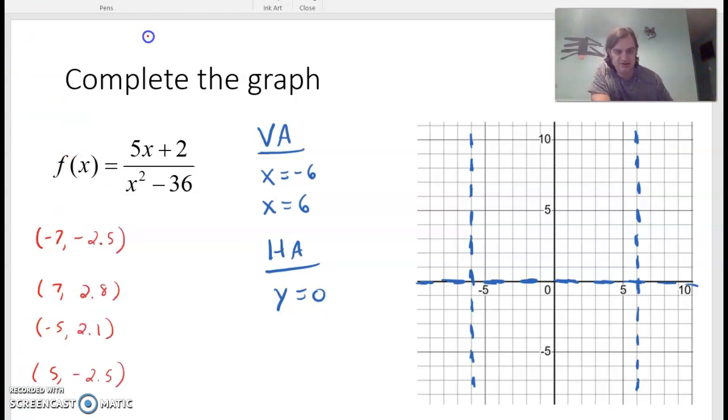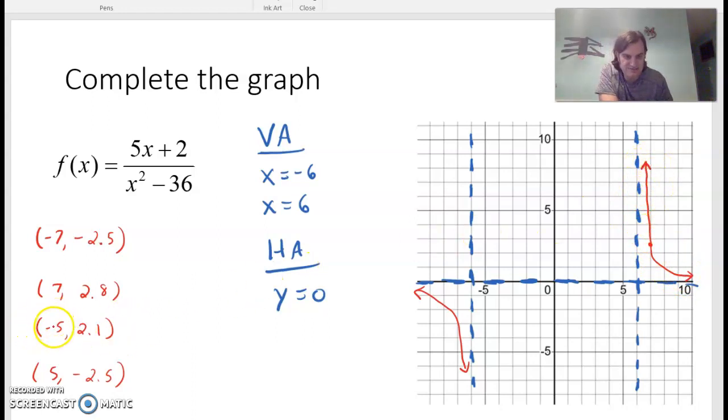Okay, so going with the points that I found here, at -7 I found that to be about -2.5. So that would put me somewhere down here, which leads me to believe my graph is going to be on the bottom side. At +7 I got 2.8, which is about up here, which leads me to believe my graph will be on the top side.